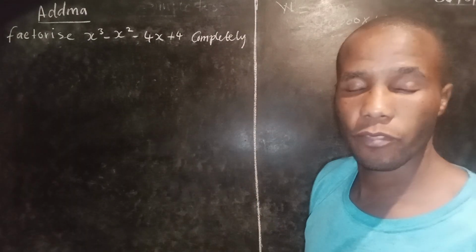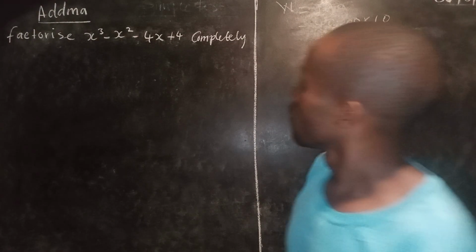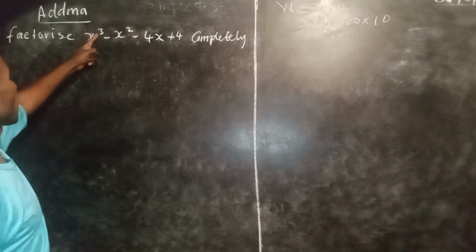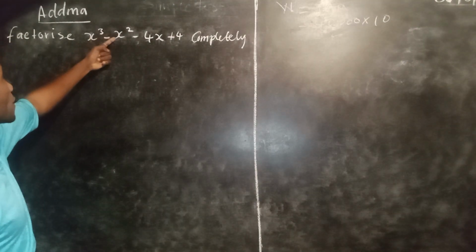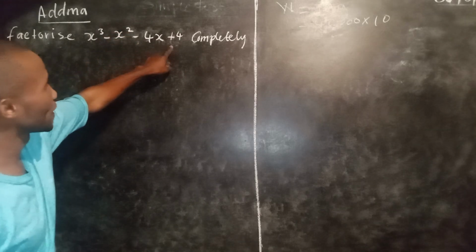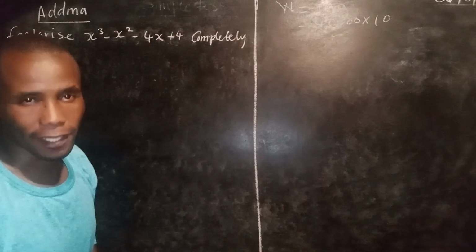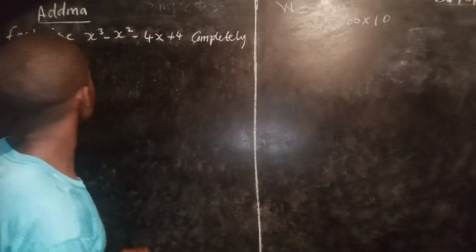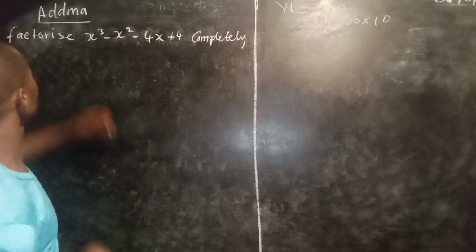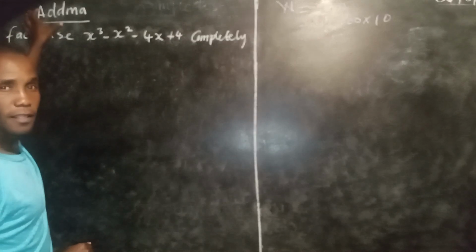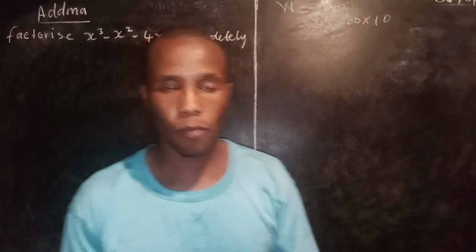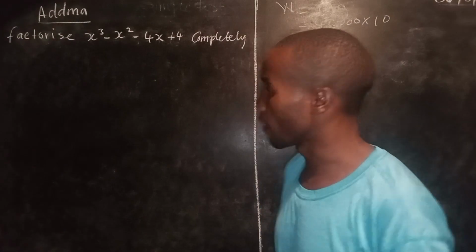Today we are looking at this question. Factorize x power 3 minus x squared minus 4x plus 4 completely. This type of question normally comes in additional mathematics. So particularly we are looking at questions from Addma.